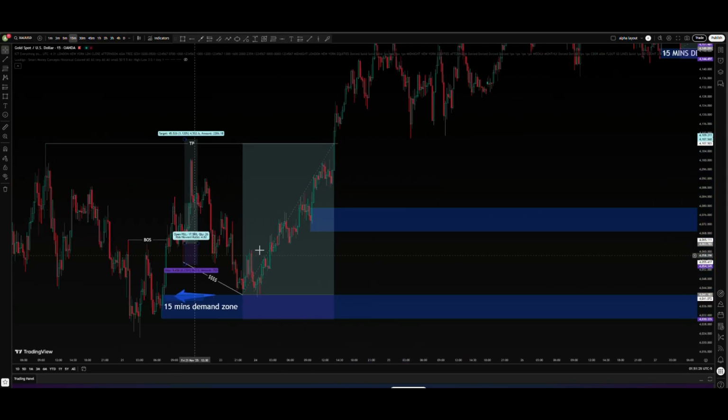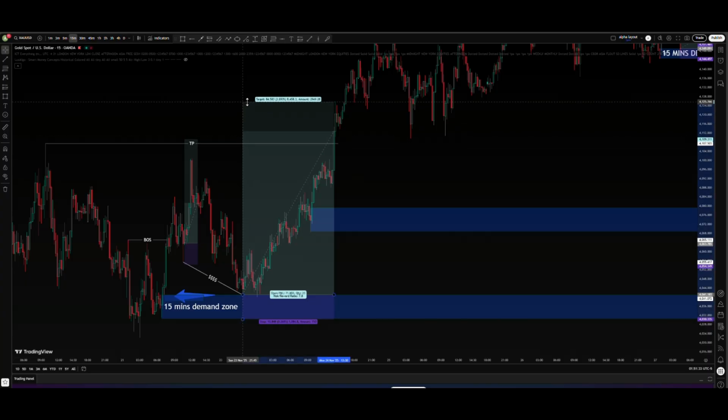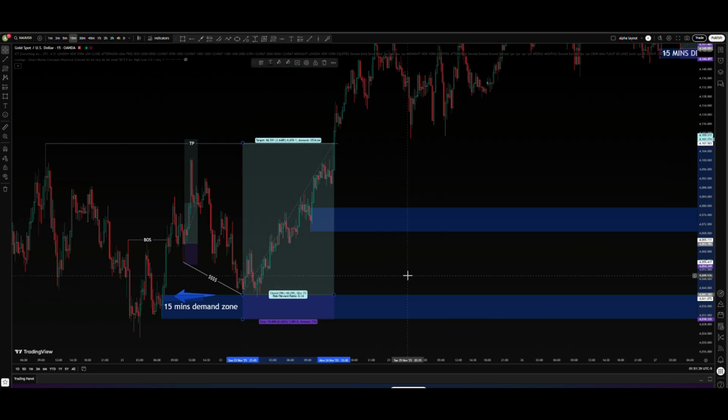So I made here 4k, 4,000. I think it was 4.2 or something. I could have made something like 6 or 7 if I had held up to this position here. But it's okay, the market gives us opportunity each and every time.